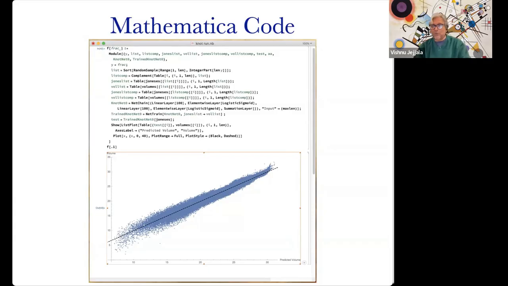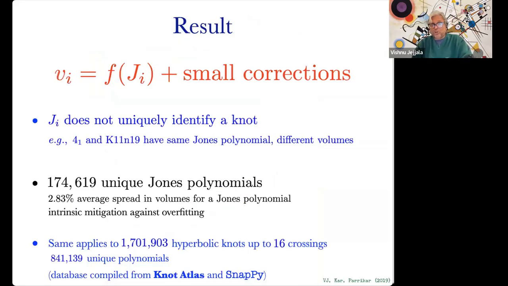A neural network is very good at finding correlations in columns in a spreadsheet. If you can organize your data so that you have columns in a spreadsheet, for example, one polynomial invariant and other polynomial invariant and so on, you can find relations between polynomial invariants and these other topological invariants that you've organized for these knots. So a result is that the volume is a function of the Jones polynomial, and there may be some small corrections.